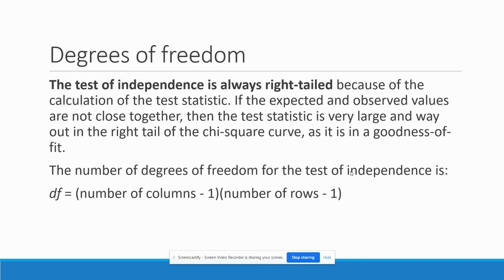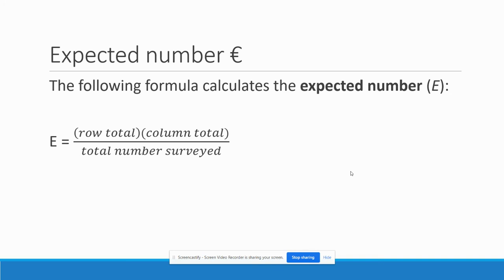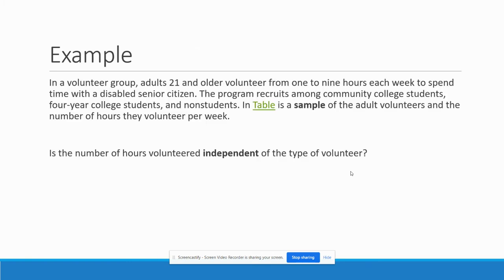So the number of degrees of freedom for a test of independence is the number of columns minus 1 times the number of rows minus 1. You don't even have to worry about it because Minitab does it for you. The following formula calculates the expected number: the row total times the column total divided by the total number surveyed. But you don't have to worry about that because, again, Minitab does it for you.